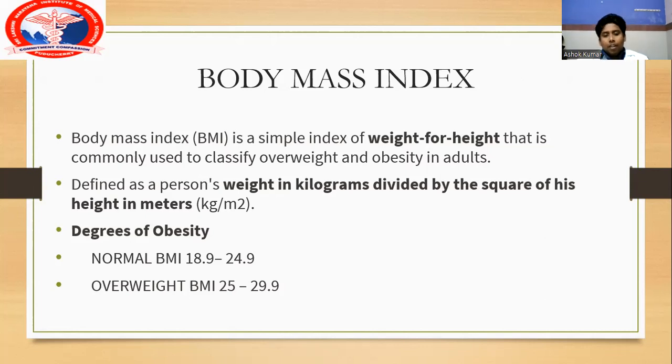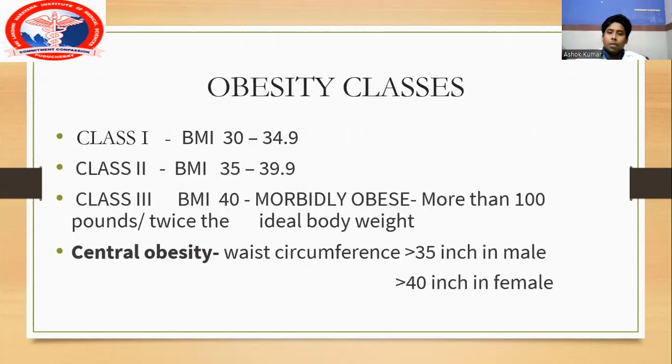If the body mass index is between 25 and 29.9, it's overweight. If the body mass index goes beyond this value, we call it obesity. Obesity is classified into three classes: class 1, class 2, and class 3. When the BMI is between 30 and 34.9, it comes under class 1. When the BMI is 35 to 39.9, it comes under class 2. And when the BMI is more than 40, we call it morbid obesity, like the patient is morbidly obese.